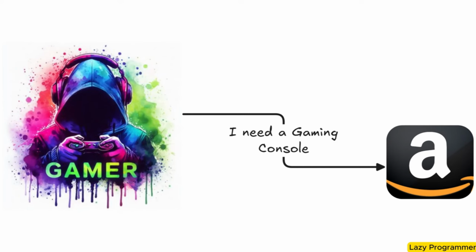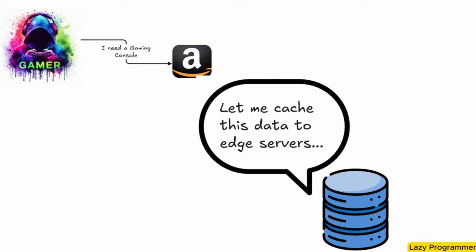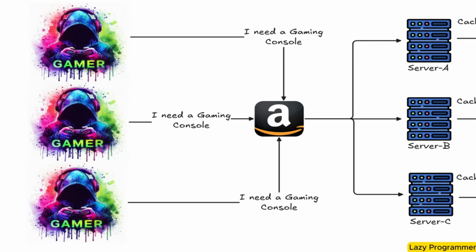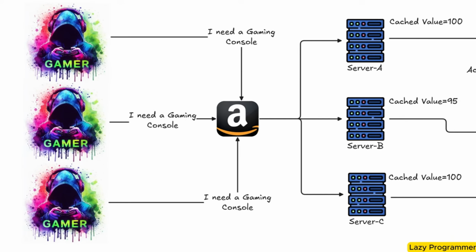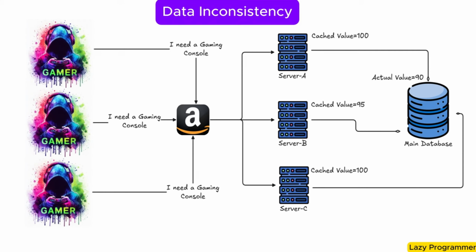Let us say you are shopping for a popular gaming console on Amazon. The main database shows 100 units in stock. To make the website faster, Amazon cached this information across different servers. Now, when other customers start buying the console, we have a challenge. Over a period of time, when different customers bought consoles from different servers, that results in a mismatch in available stock in their cache. Server A's cache might show you 100 units, server B's cache might show you 95 units, and the actual database might have only 90 units. This inconsistency between the cache and the source of truth, which is the database, is known as the data consistency problem.